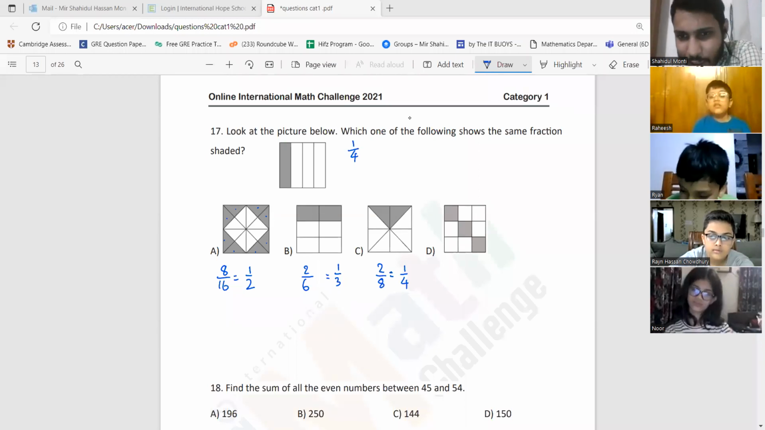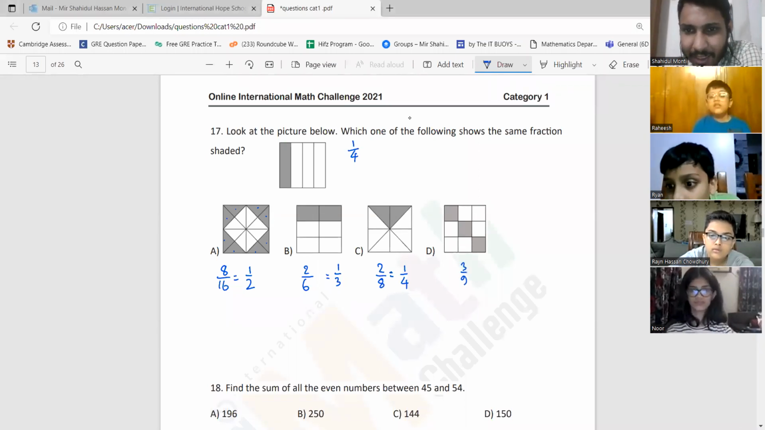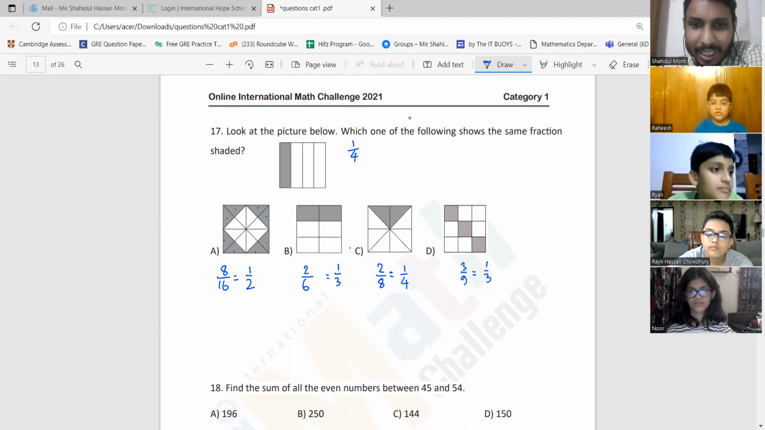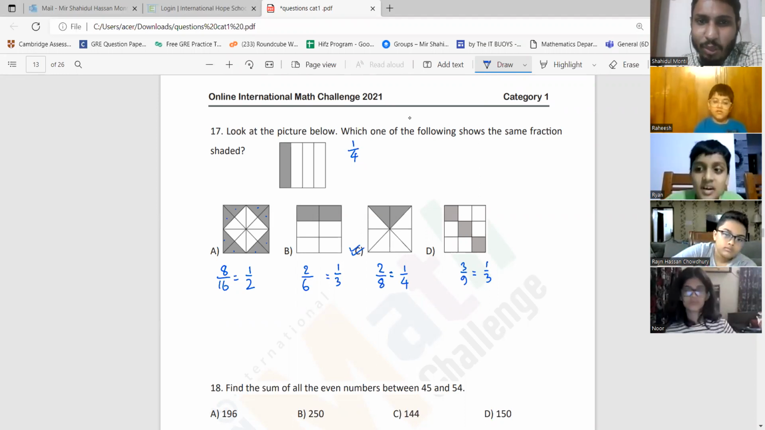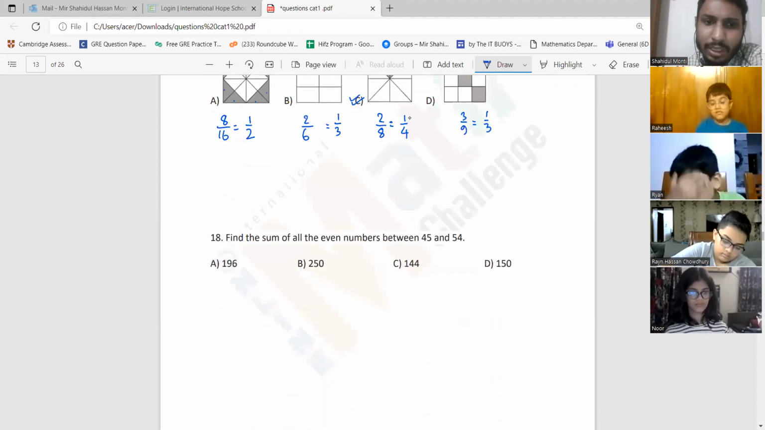For number D, it will be 3 out of 9, because in total we have 9 boxes and 3 are shaded. This can be written as 1 out of 3. So we can see that number C is the same as the given question. Okay, number 17. Let's go to the next problem.